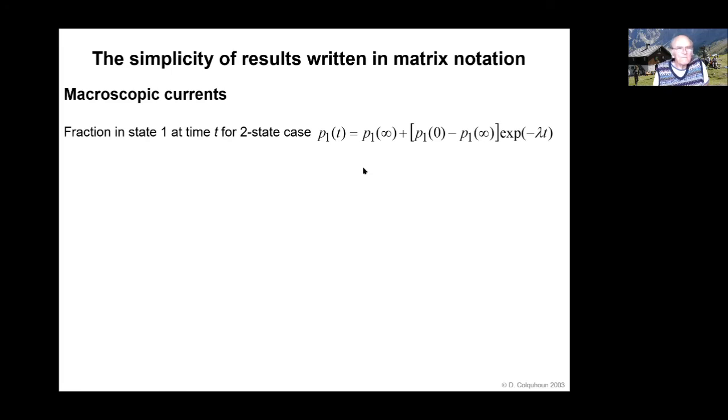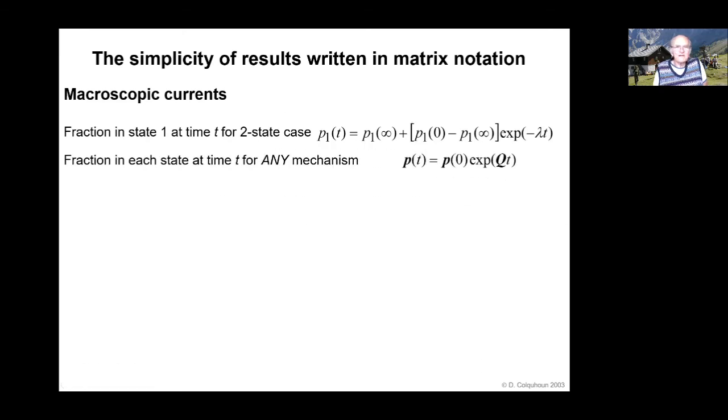So that's macroscopic currents essentially done. We'll just run through quickly why the expressions are so simple when written in matrix notation. For macroscopic currents, even in the two-state case, it comes out looking a bit long: the occupancy of state one at time t is equal to its equilibrium occupancy, plus this expression times e to the minus lambda t, one time constant, a single exponential, but it looks quite long compared with the fraction in state at time t for any mechanism, which can be written just like that.